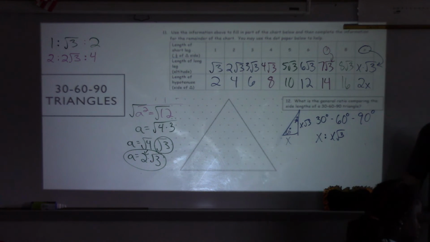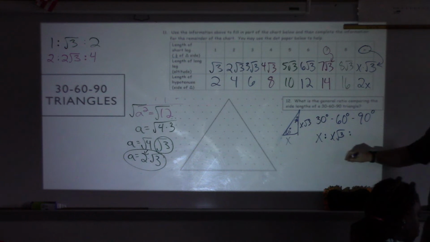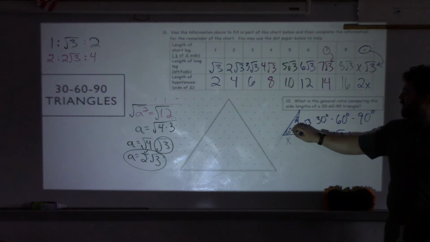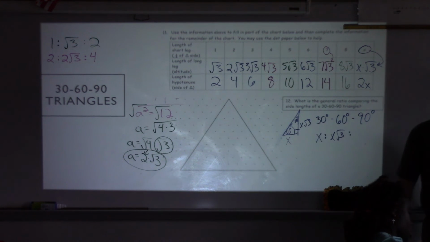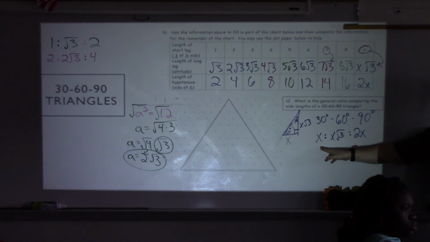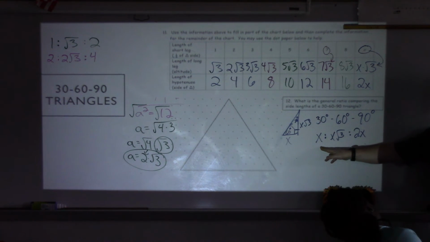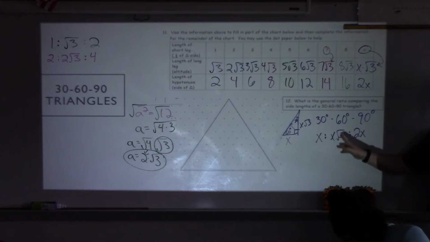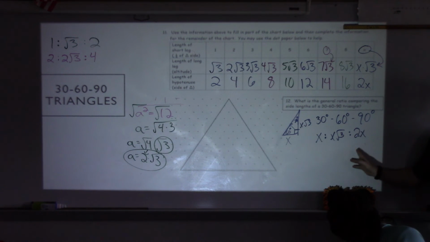We gotta write that out. And then what is the length of the side opposite the right angle? Remember, that's also known as my hypotenuse. 2x. So the side opposite 30 degrees is x. The side opposite 60 degrees is x times the square root of 3. And the side opposite the 90 degrees is 2x.